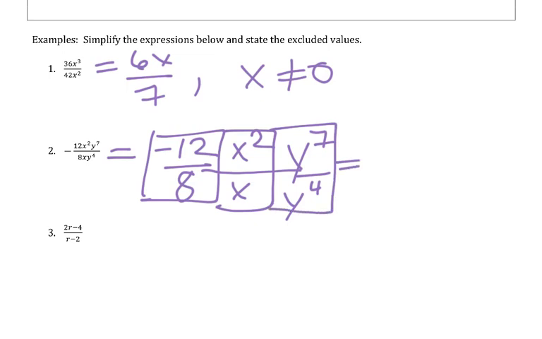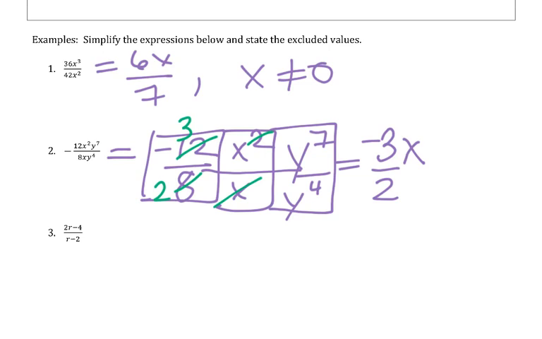So 12 over 8 we know simplifies to 3 over 2, or negative 3 over 2, because I'm dividing out a 4. So if I divide 12 by 4, I get 3, divide 8 by 4, I get 2. Then x squared over x leaves me with just x.